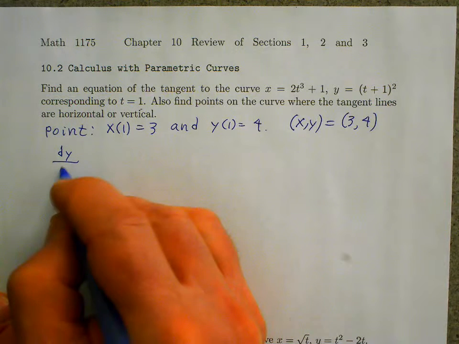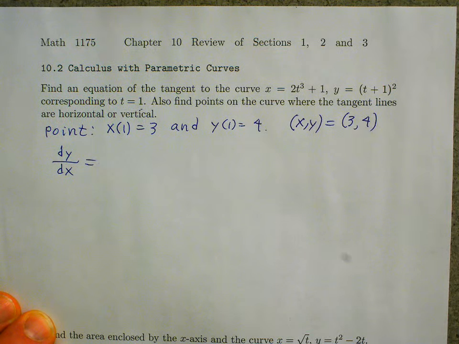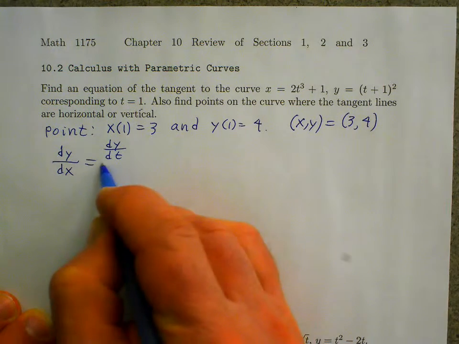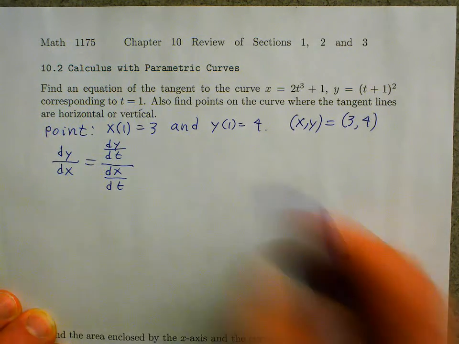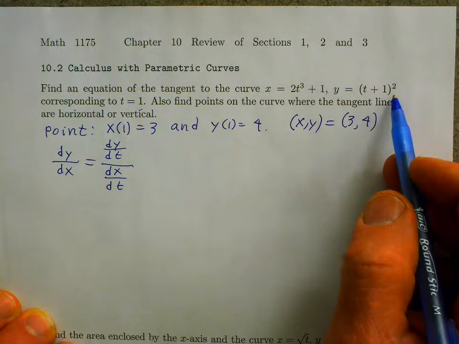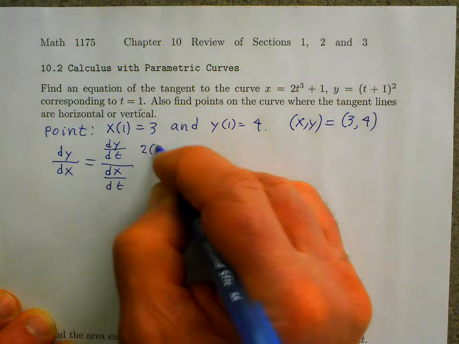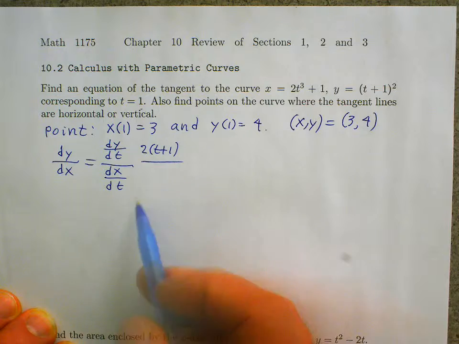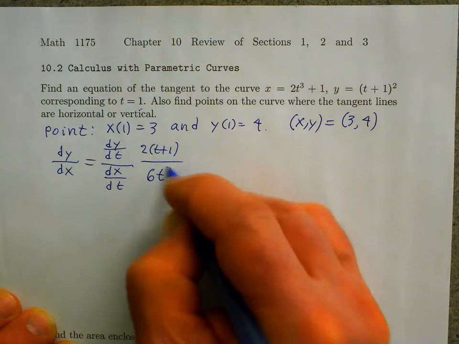So remember how to find the derivative of y with respect to x if both x and y are parametric equations. The numerator is the derivative of y with respect to t. The denominator is the derivative of x with respect to t. This will give us the derivative function. The derivative of y equals (t plus 1) quantity squared is just 2 times (t plus 1). And in the denominator, the derivative of x equals 2t to the third plus 1 with respect to t is 6t to the second.